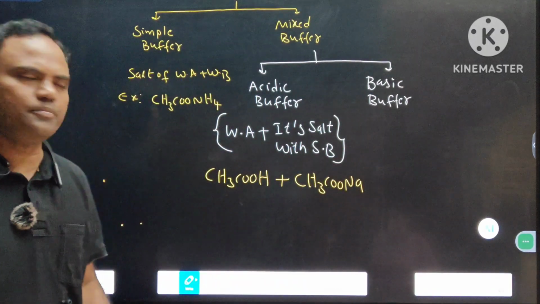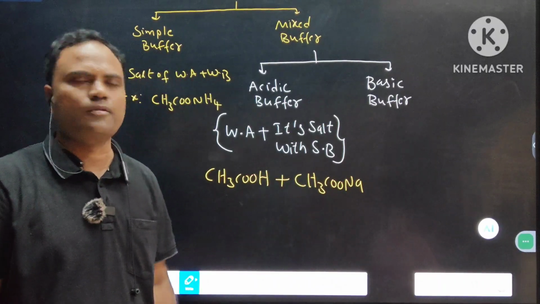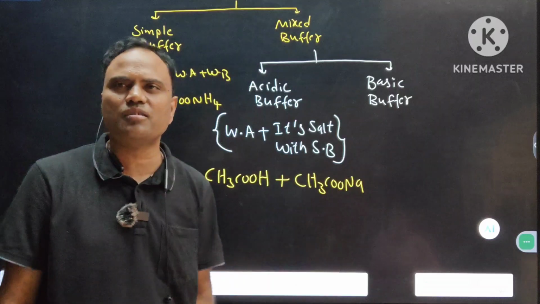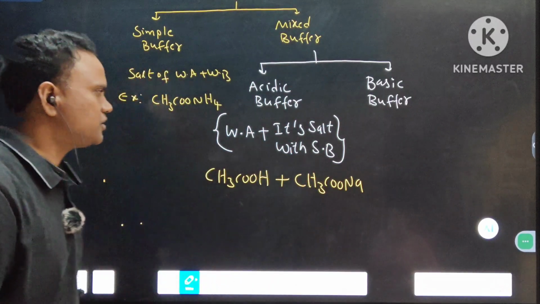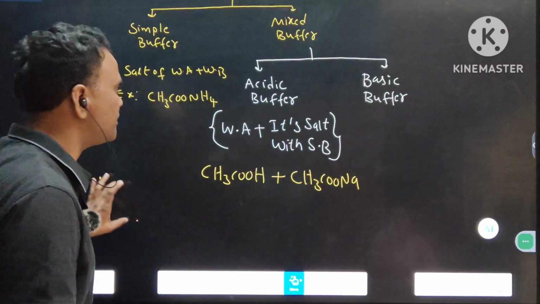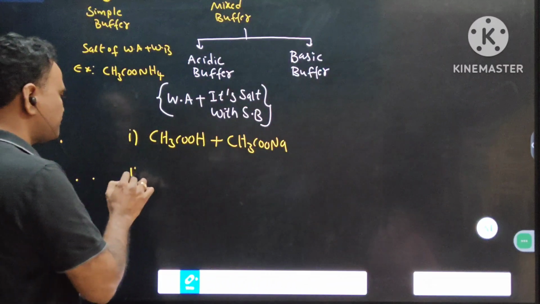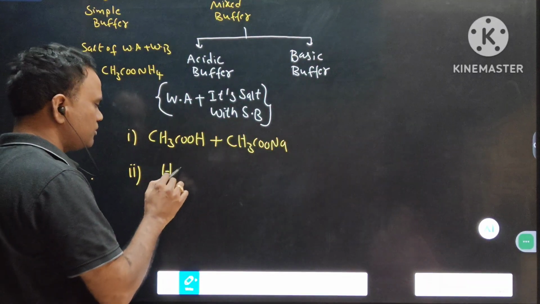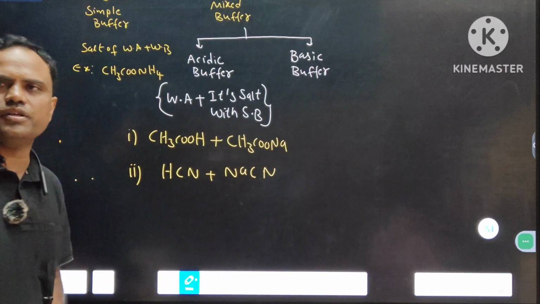These examples are very important. Weak acid plus its salt with a strong base. See, CH3COONa is the salt of a weak acid plus strong base only. So weak acid and salt of strong base. Examples are very important. Can you frame another example? Take any other weak acid. Okay, HCN, NaCN.